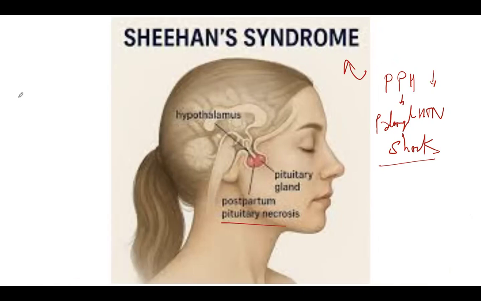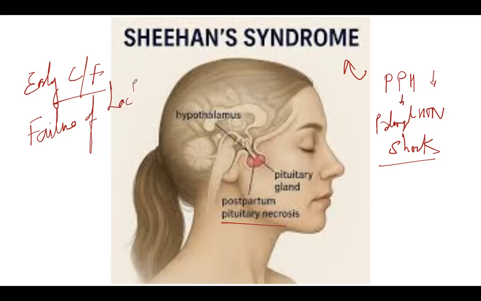Now, what clinical features will you find in Sheehan syndrome? The early clinical feature is very important. What is the early clinical feature? That is failure of lactation. This can be one of the questions they ask in your examination. This is the most common presenting symptom. If they ask what is the most common presenting symptom, your answer will be failure of lactation.